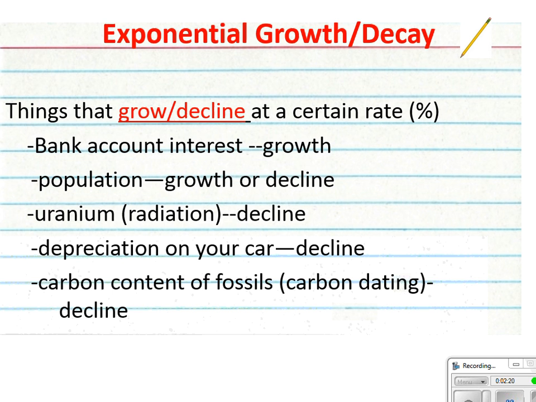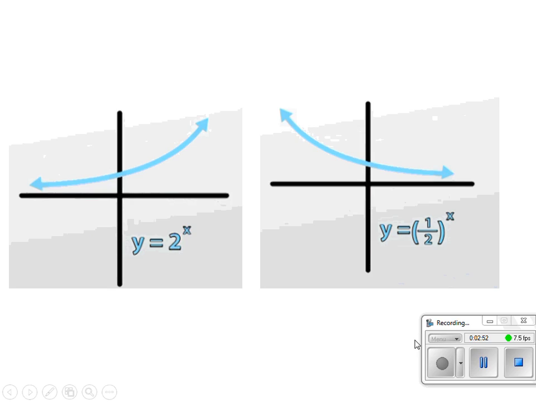Population, Bismarck's population is growing. You can also have declining population, so maybe some small towns around North Dakota are losing population. Radiation, that's a decline. Depreciation of your car, the value of your car, the minute you drive it off the lot, it has lost a lot of value. And carbon content in fossils, using carbon dating, that's how they decide how old mummies are. And that's a decay. So those are just some ideas of what growth and decay really are.